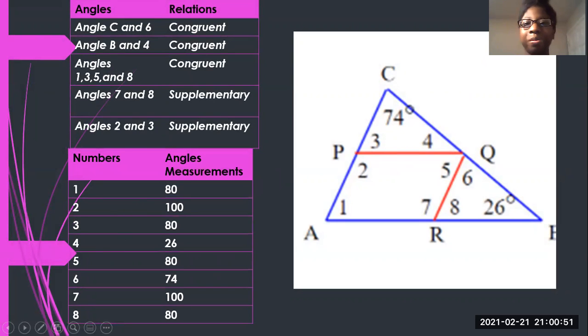Let's move this. Okay, so we have 74, 26, and we have to find 1. So 180 minus 74 and 26 is 80. Since this is 80, we know that 5, 3, and 8 are 80. Now that we know that's 80, we also have to subtract 80 from 180. Saying 80 is weird for some reason. So we'll have 2, which equals 100 because 180 minus 80 is 100. And we'll continue on. And there you go. And this is our chart right here.